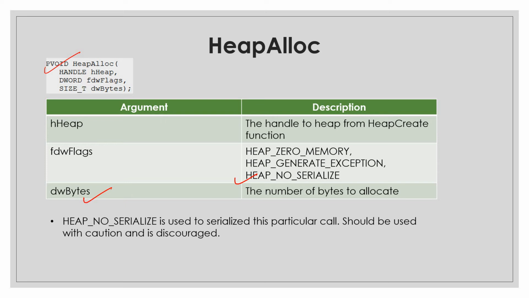Now, this is a point that I have written, which we have already discussed. HEAP_NO_SERIALIZE is used to not serialize this particular call, and it should be used with caution and is highly discouraged. Please mind that you should read this line as "HEAP_NO_SERIALIZE is used to not serialize this particular call."